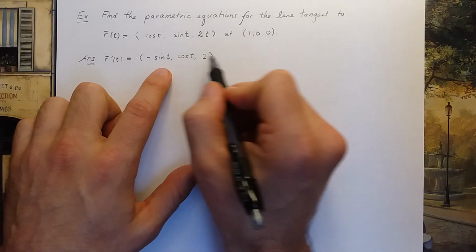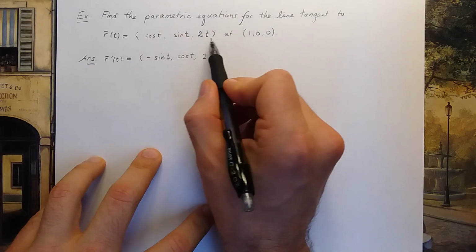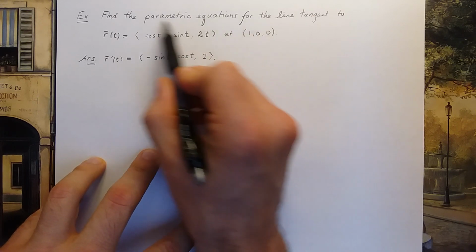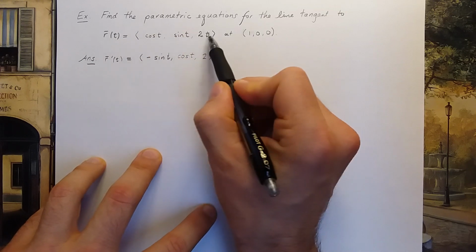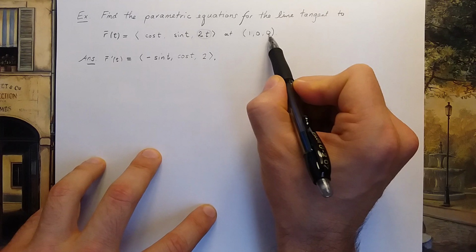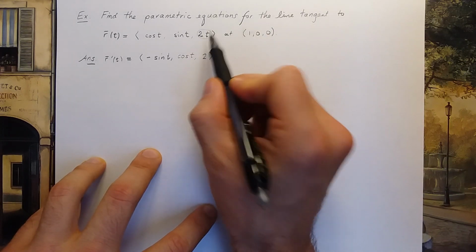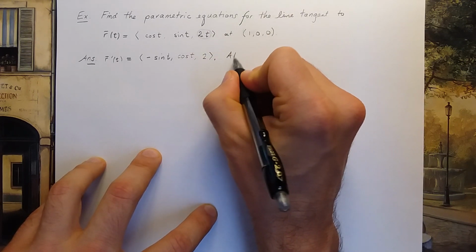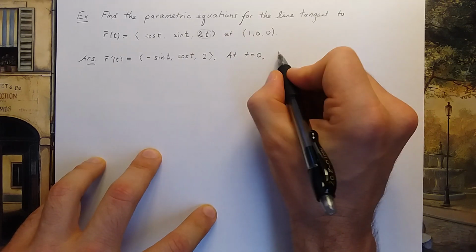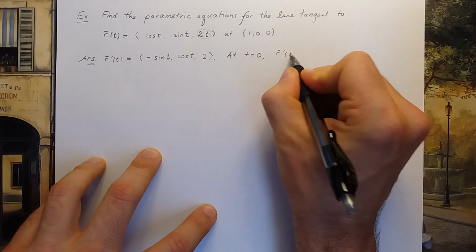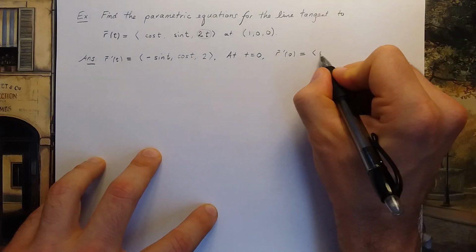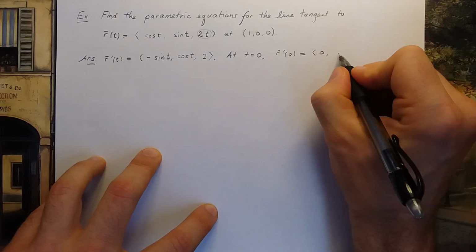What value of t am I interested in? Well, I want the value of t that gives me the point (1, 0, 0) when I plug it into the original vector-valued function. Looking at the third component, I want the third component to be 0. So that happens when t is 0. So at t equals 0, my derivative, r prime at 0, is the vector (0, 1, 2).